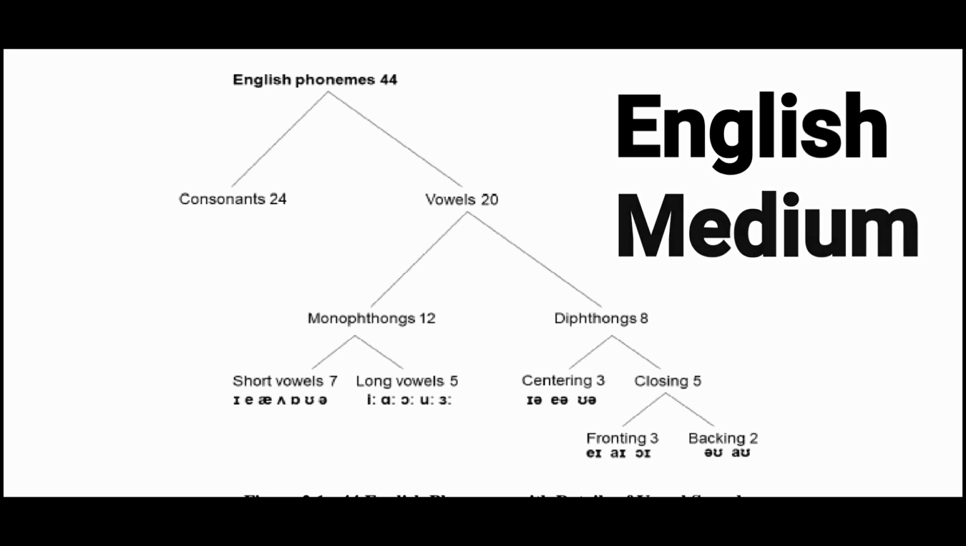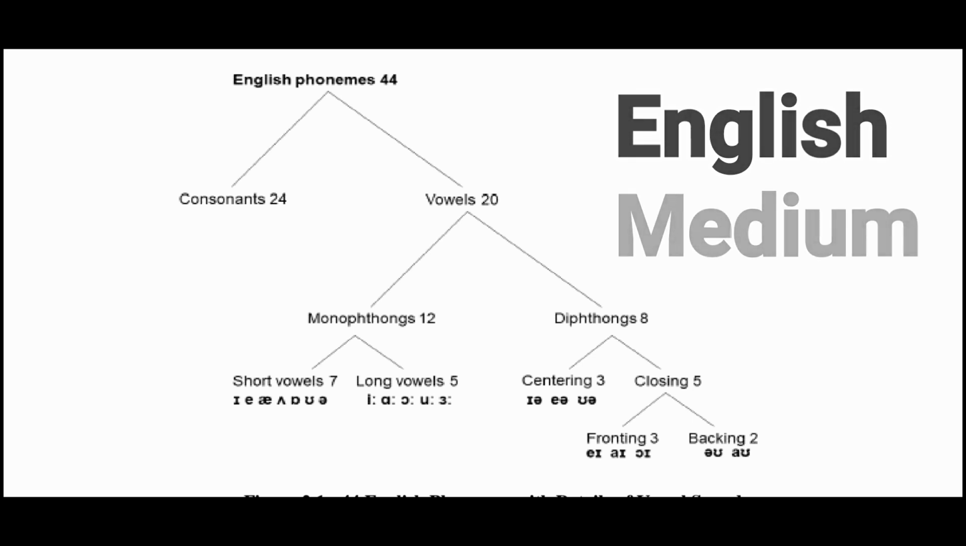And the backing 3 are the short vowel of E and the long vowel of U, and the long vowel of A and the long vowel of U.